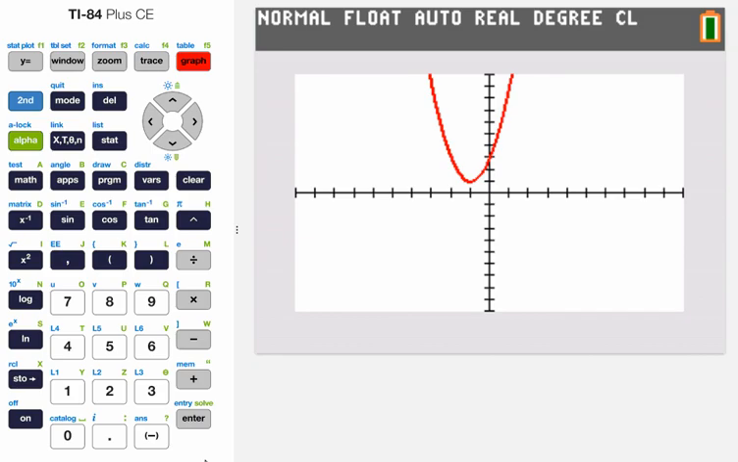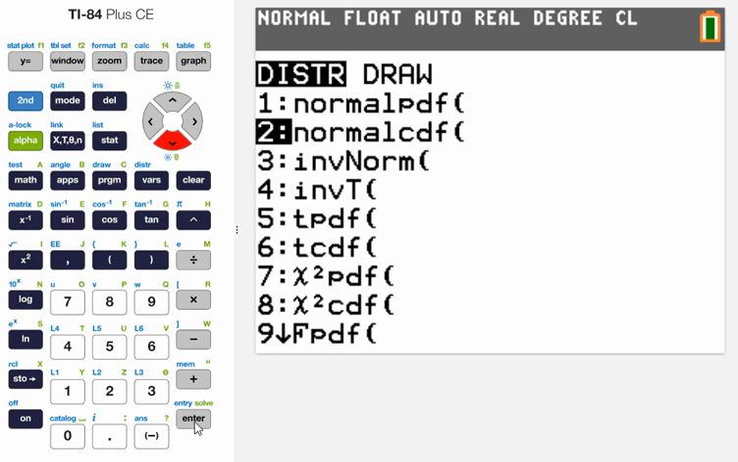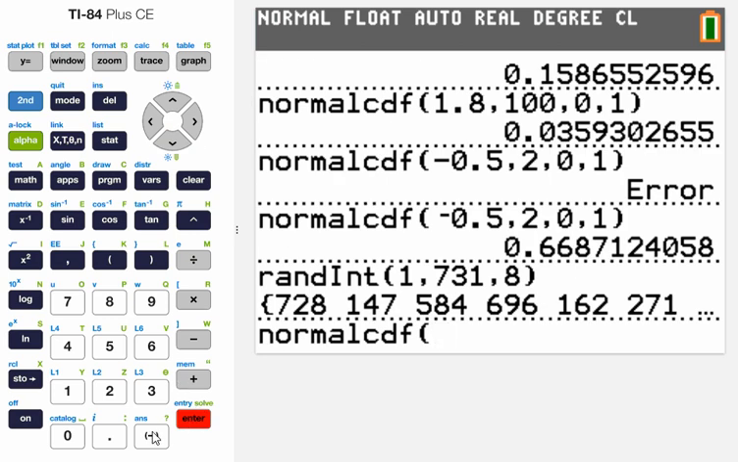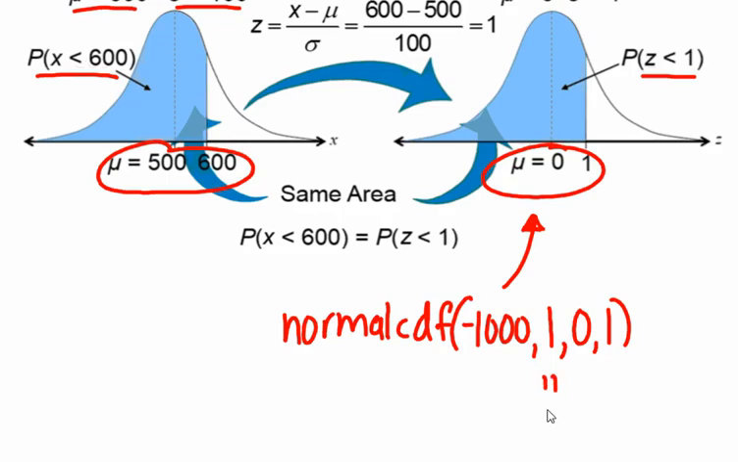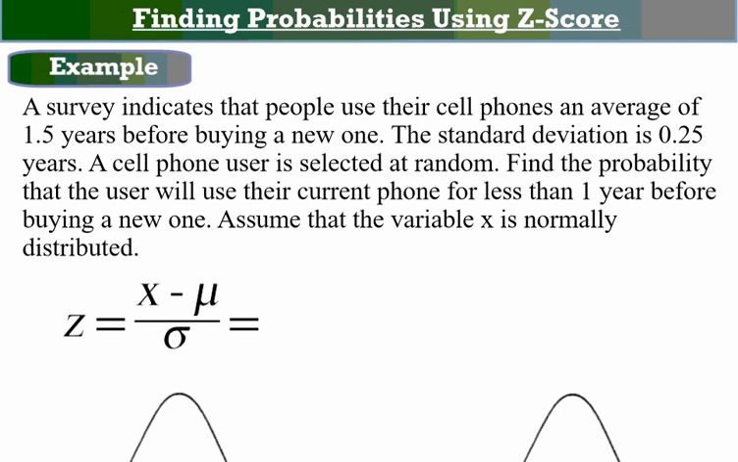Just to show what that would be, we know this from the empirical rule, but just to verify that it's doing the exact same thing using our calculator, normal CDF, negative 1,000, comma, oh no, our right bound is 1, comma 0, comma 1, and we get our 84% that we're used to for less than 1, or left of 1. So here you go, an example of doing this.